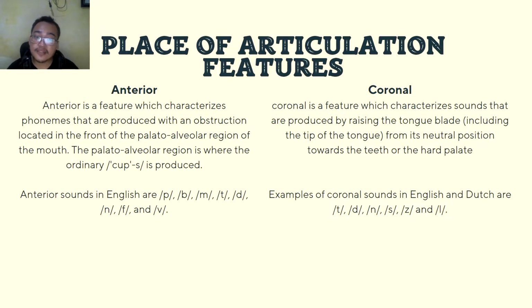And the second one is coronal. Coronal is a feature which characterizes sounds that are produced by raising the tongue blade, including the tip of the tongue, from its neutral position toward the teeth or the hard palate. Examples of the coronal sounds in English and Dutch are t, d, n, s, z, and l.